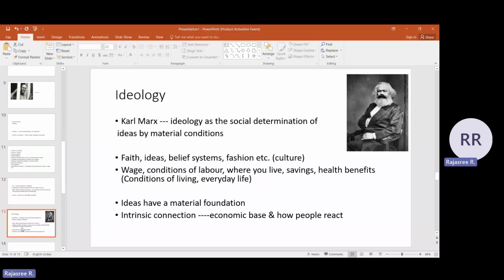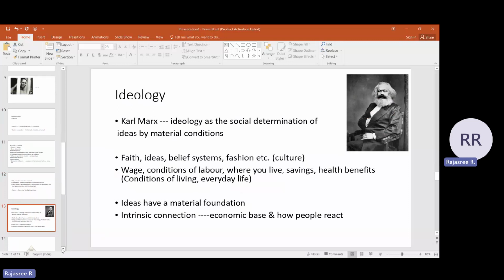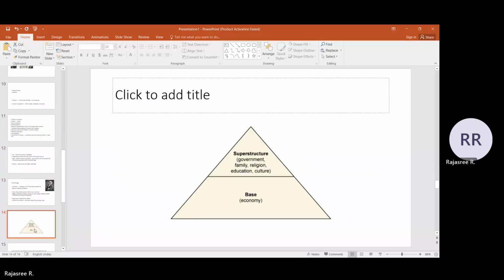There is this intrinsic connection between the economic base and how people react; all of this comes from it. So this is what Karl Marx spoke about ideology. Okay, the base determines the superstructure.